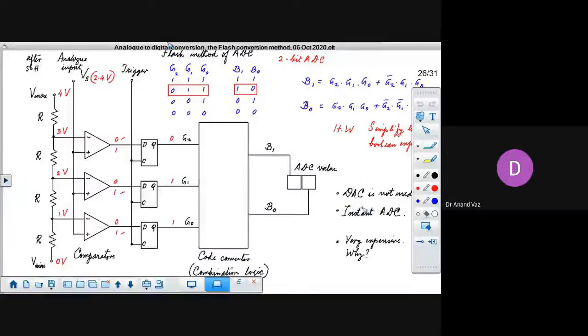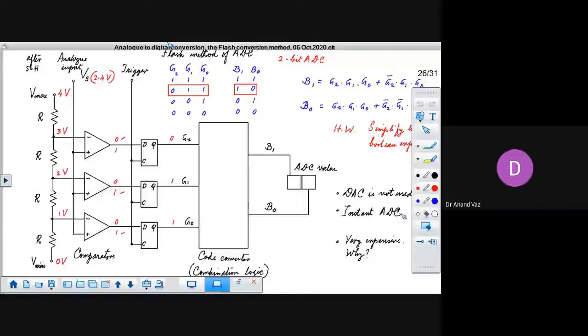We also saw that here we did not make use of the digital to analog converter as was used in the ramp method and the successive approximation method. It was instant. The conversion was instantaneous. You could just press the trigger and immediately the digitized value is available here. But because of the large amount of hardware involved in this method, it's very fast, but it's very expensive.